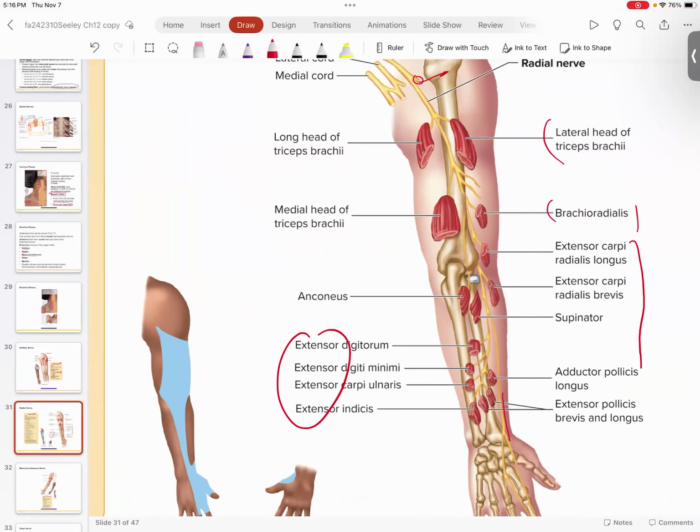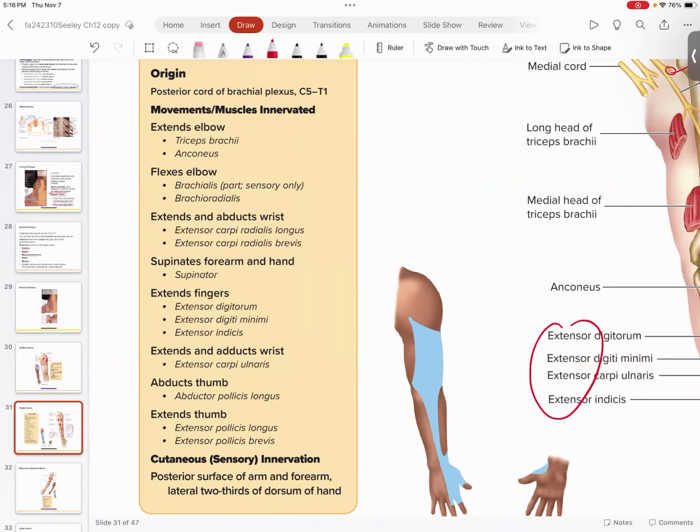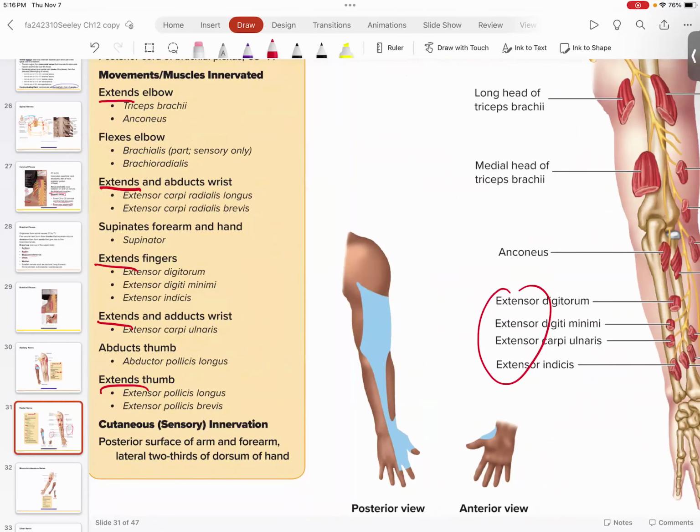And so that's why it's called the radial nerve. So the key thing here is it's really innervating a lot of these extensors, and you can see that here, right? So basically the extensor, extensor, extensor, extensor, extensor. So a lot of these extensors are being fed by the radial nerve.